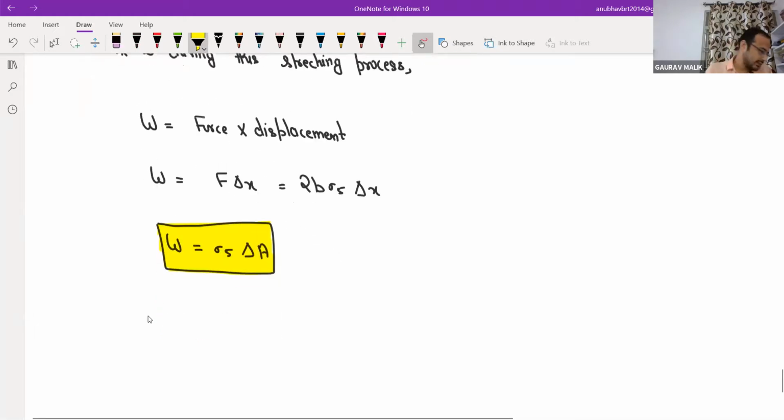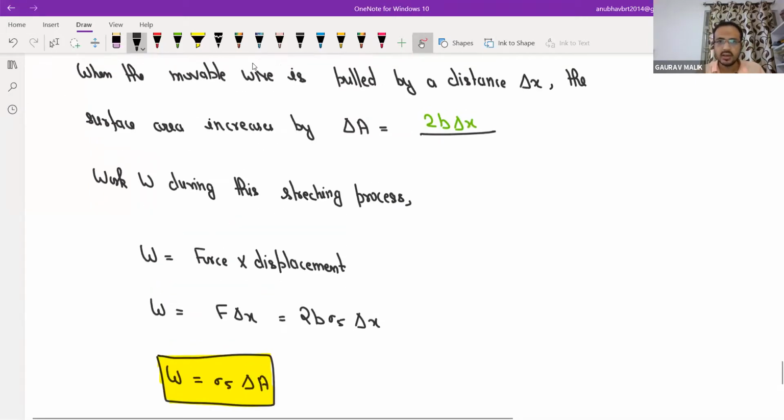W is equal to sigma s into delta A. Now we can introduce the concept of surface energy also. Is it clear? I hope up to this point, each and everything should be clear to each and every student. Please try to think and analyze if you want to get a good rank. Just tell me, what is sigma s? That is the surface tension.